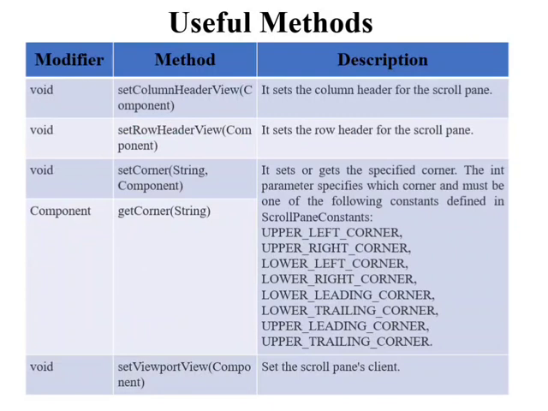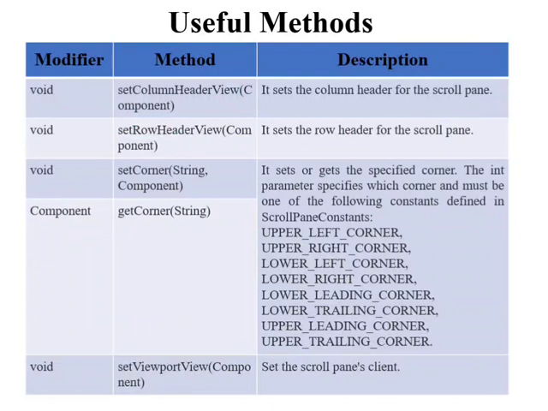The string parameter specifies which corner and must be one of the following constants defined in the ScrollPaneConstants, that is UPPER_LEFT_CORNER, UPPER_RIGHT_CORNER, LOWER_LEFT_CORNER, LOWER_RIGHT_CORNER, LOWER_LEADING_CORNER, LOWER_TRAILING_CORNER, UPPER_LEADING_CORNER, UPPER_TRAILING_CORNER.